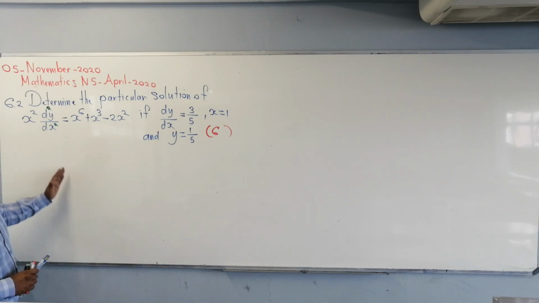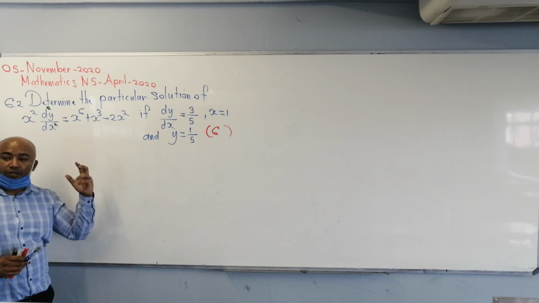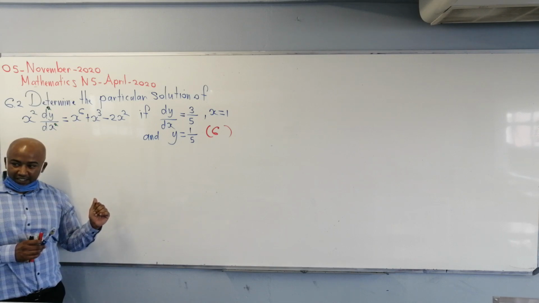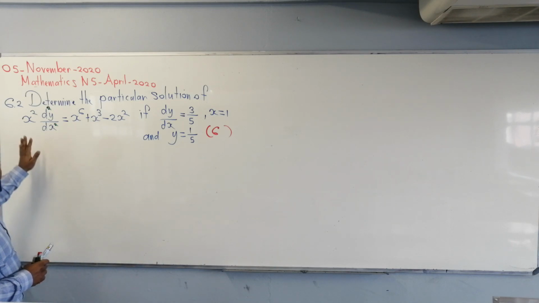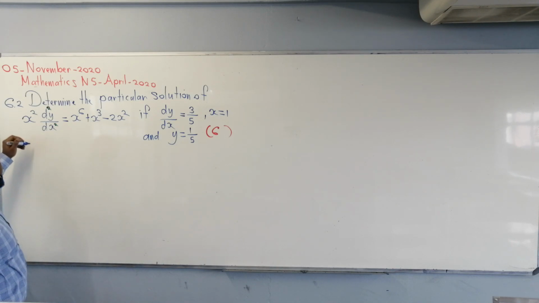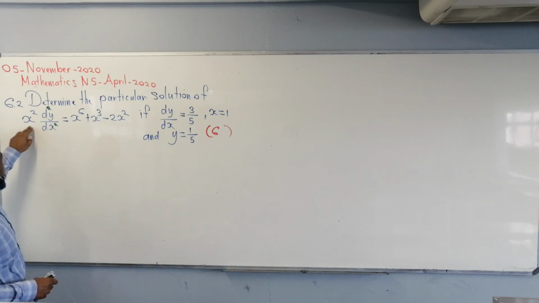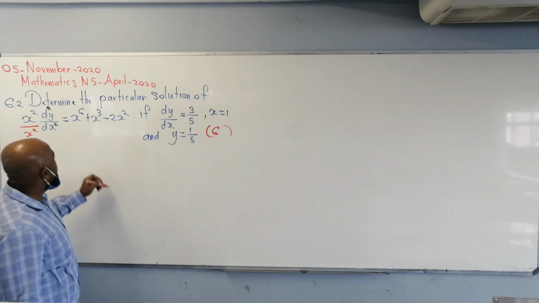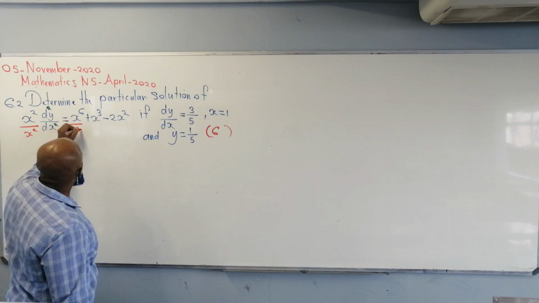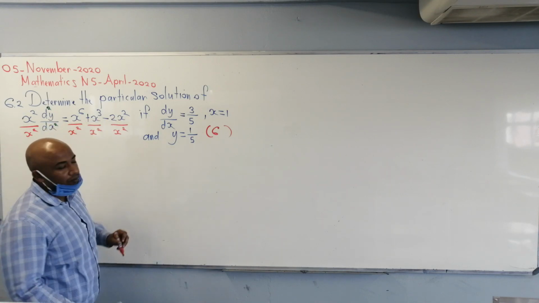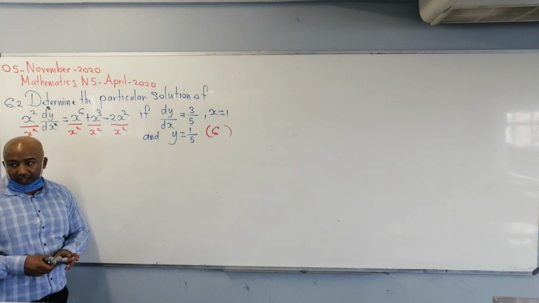So what we can do is we get d squared y over dx squared alone on the left hand side. So I can divide. I don't want this x squared, so I'll divide by x squared, and you divide every single term on both sides by x squared.